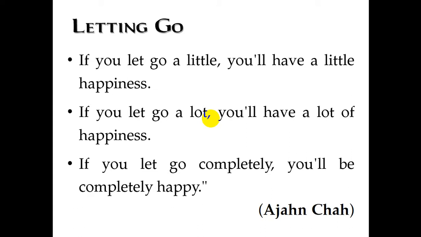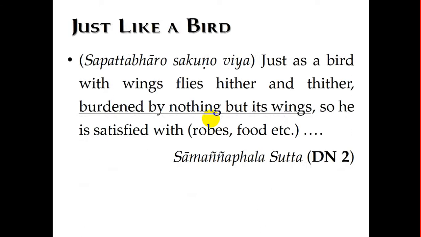Ajahn said it's very beautiful. In the Samannaphala Sutta, the second Sutta of the Digha Nikaya, the Buddha described how we should live. The Buddha is talking to the monks. It depicts the characteristics of non-greed. The Buddha said, Sapatta bharo sakuno viya: just as a bird with wings flies hither and thither, burdened by nothing but its wings.